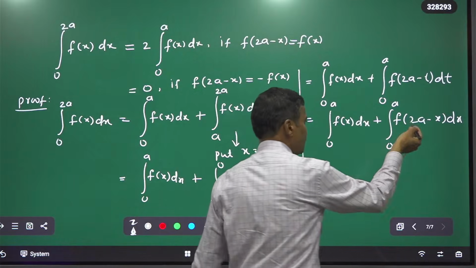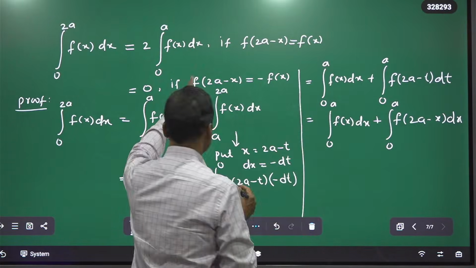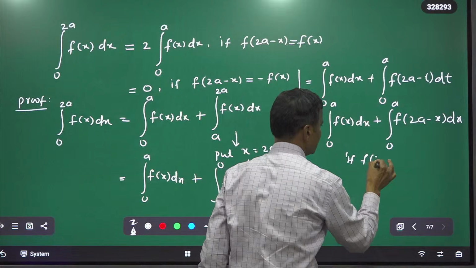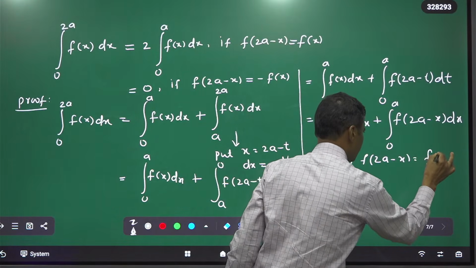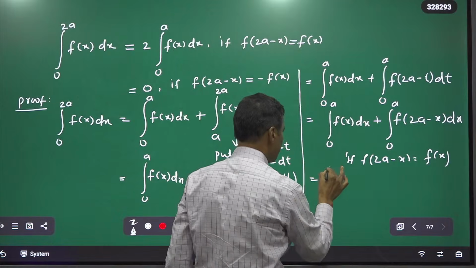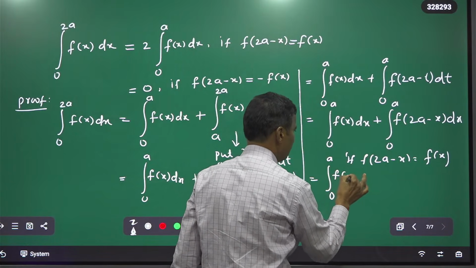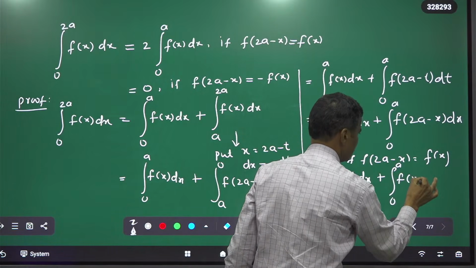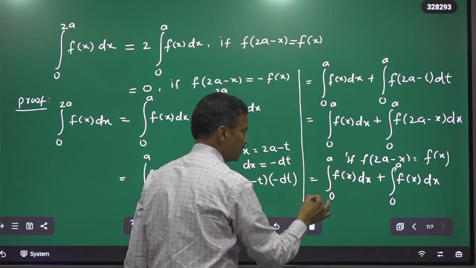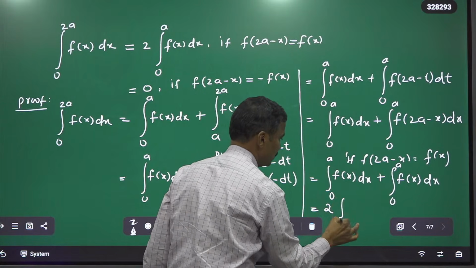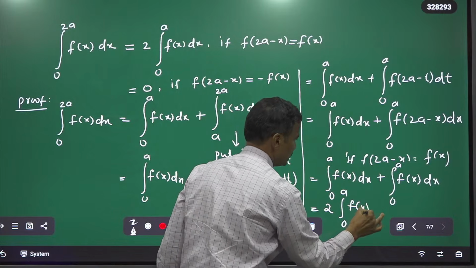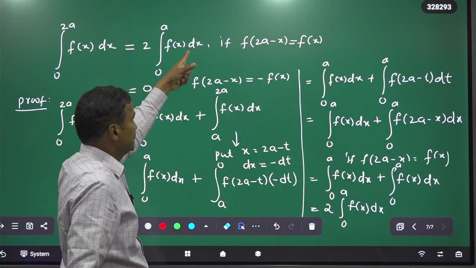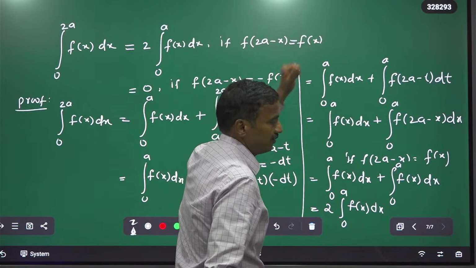So here we can write now, if f of 2a minus x is equal to f of x, then what it becomes here, it is integral of 0 to a f of x dx plus integral of 0 to a f of x dx. Therefore, these are two same terms, so it becomes 2 into integral 0 to a f of x dx, if f of 2a minus x is equal to f of x.